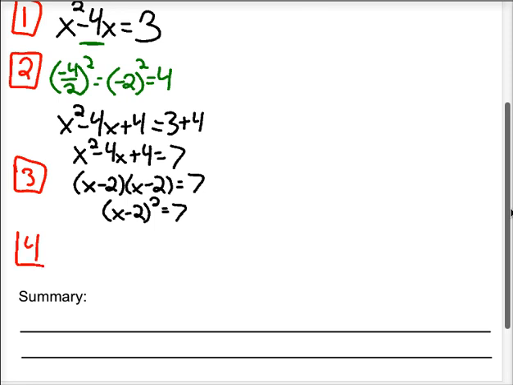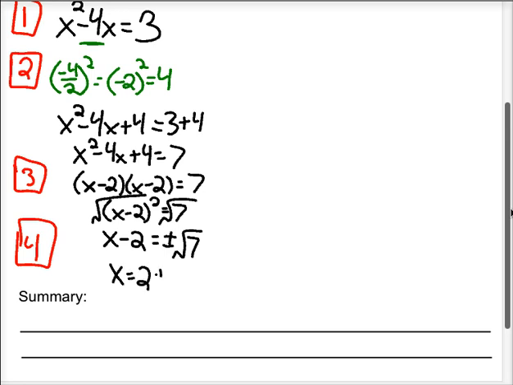Step number 4 is finally to solve. So, square root both sides. And remember, square rooting undoes the square, and then you always need that plus and minus whenever you do so. Now add the 2 to the other side. And here is your answer. All right, so making sure we go through every single time that 4-step process.